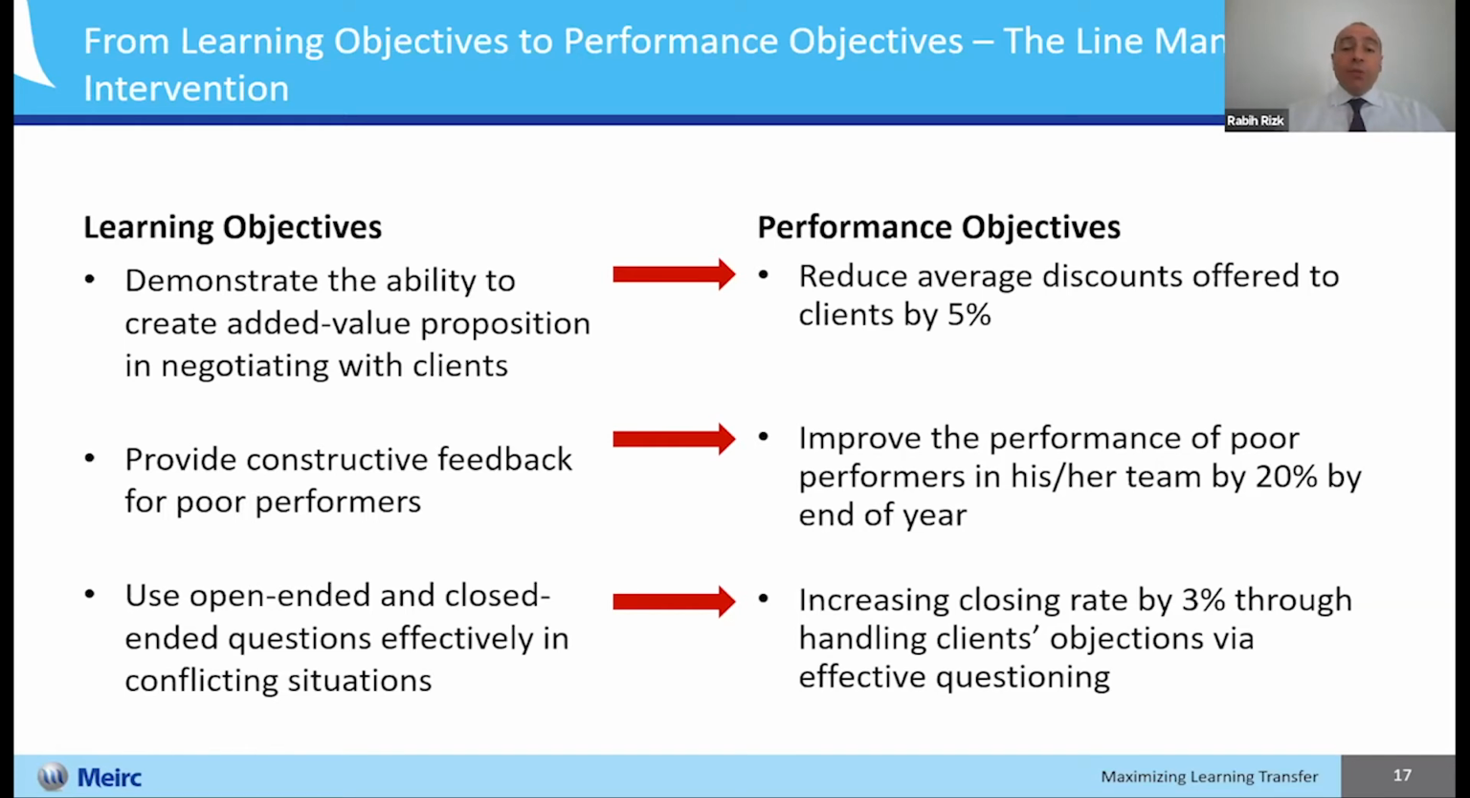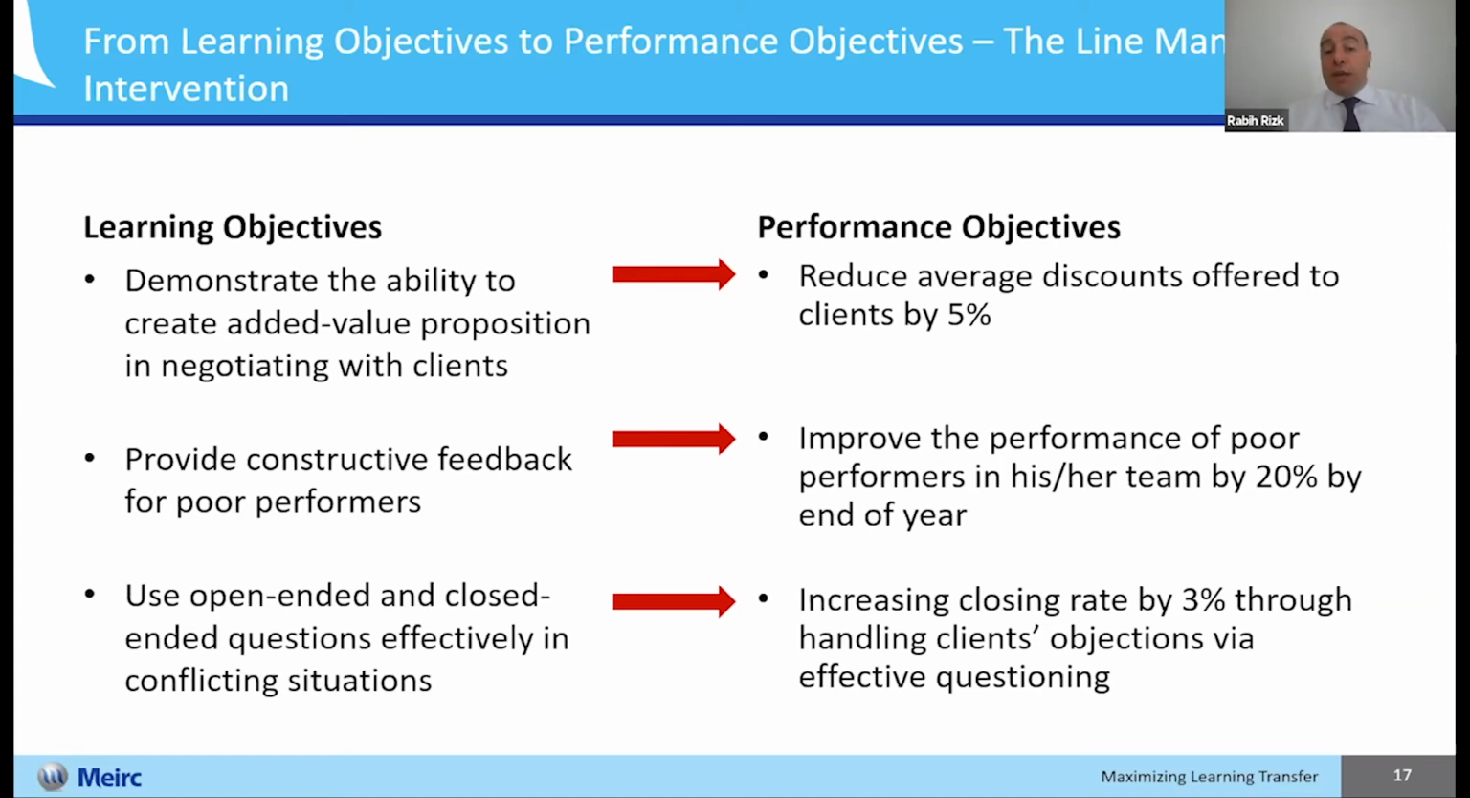And to do that, you need to teach those managers to transform the learning that is happening in the training venue into performance objectives. And here you go, 3 examples that I would like to share with you. Now, a typical learning objective of a negotiation skills course is that by the end of the training, participants will demonstrate the ability to create an added value proposition in negotiating with clients.